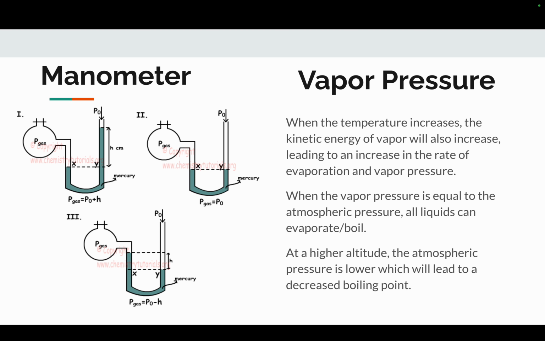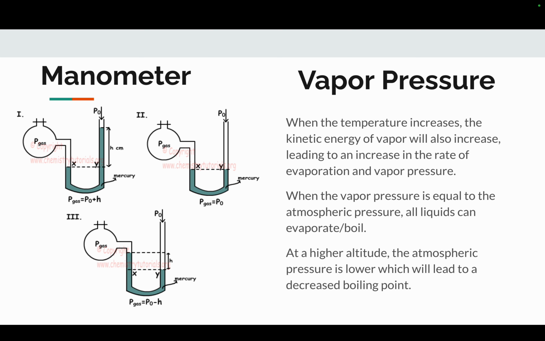In this situation, the atmosphere is actually acting less on the mercury than the pressure of the gas. That means that the pressure of the gas is larger than the pressure of the atmosphere. And we can measure this difference by just looking at the difference in height of mercury. You can see on model 1, this difference in height is modeled with the arrow, and it says h centimeters.